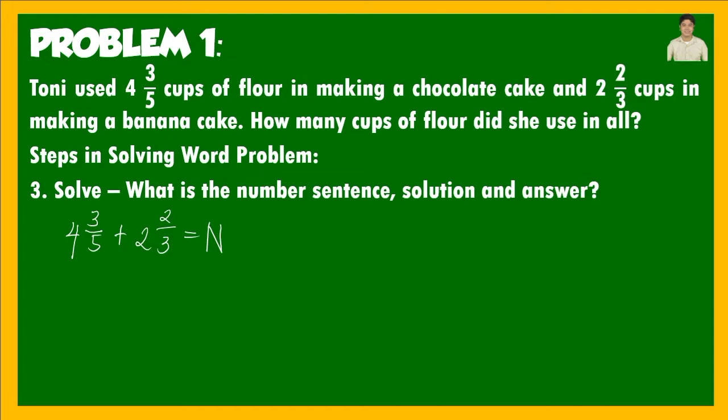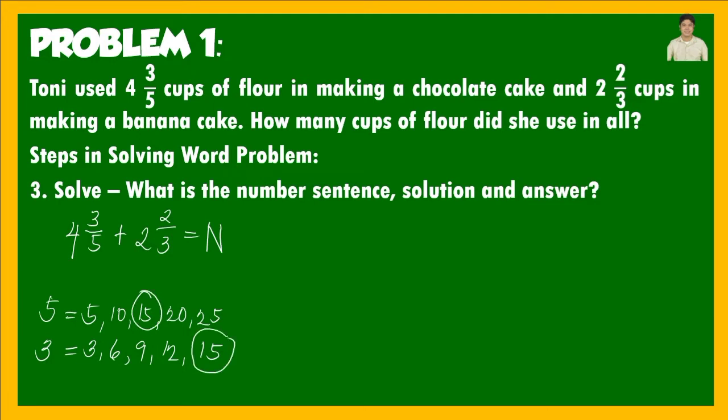Next, yung ating solution, so kailangan natin silang i-add. First, since dissimilar fractions sila, yung 3/5 and 2/3, kailangan po nating kunin yung LCD. Lista natin yung mga multiples ng 5 and 3. So 5, 10, 15, 20, 25. Next, for 3 naman, 3, 6, 9, 12, 15. Upon writing the first 5 multiples of 5 and 3, you will see that 15 is their least common multiple. So, ibig sabihin, 15 po yung ating LCD.